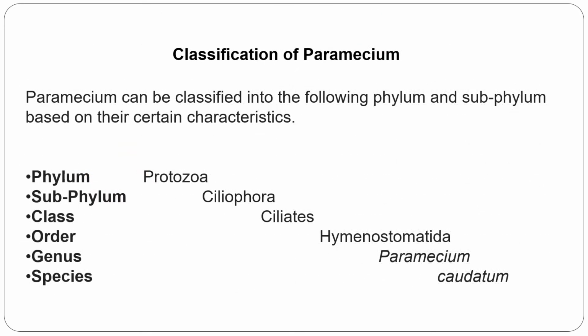Now you see the classification of Paramecium. Paramecium can be classified into the following phylum and subphylum based on certain characteristics. Phylum Protozoa, subphylum Ciliophora, class Ciliata, order Hymenostomatida, genus Paramecium, and species caudatum, because caudatum is the most common species.